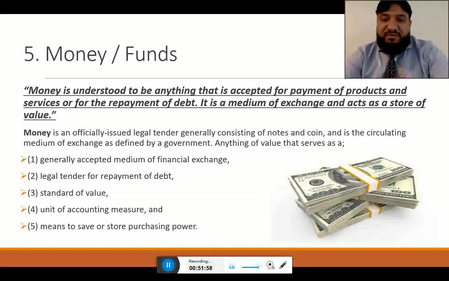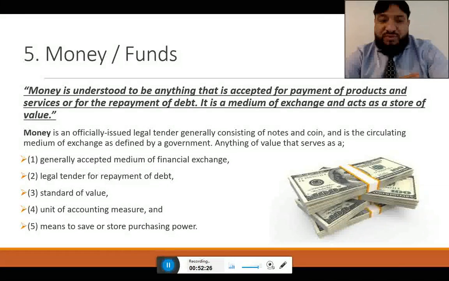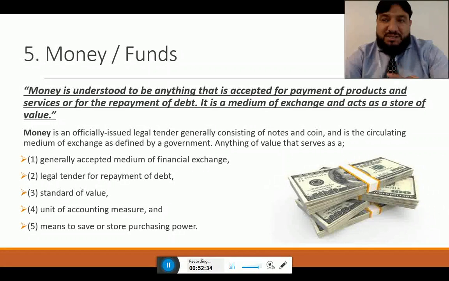So that's called money. Money is basically a medium of exchange and acts as a store of value. Medium of exchange, store of value. So 5 characteristics of money. Number 1, it's a generally accepted medium of financial exchange. Number 2, it's a legal tender for repayment of debt, meaning people accept it for repayment of debts. Number 3, it has a standard value. Number 4, it's a unit of accounting measure, meaning we can do our accounting records using that. And number 5, it has a value. It has purchasing power.